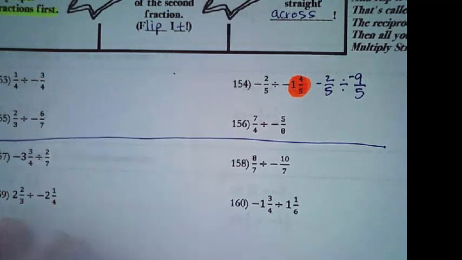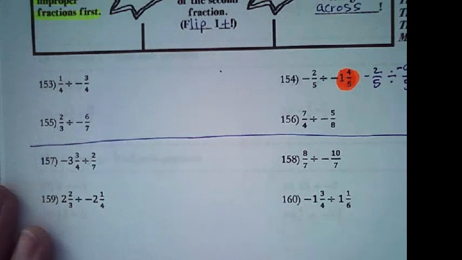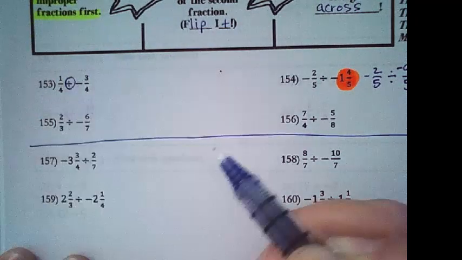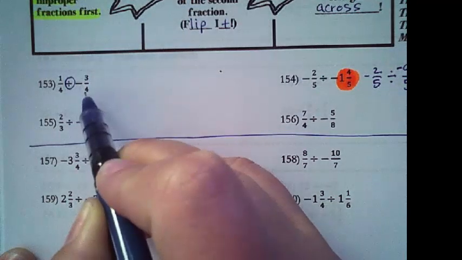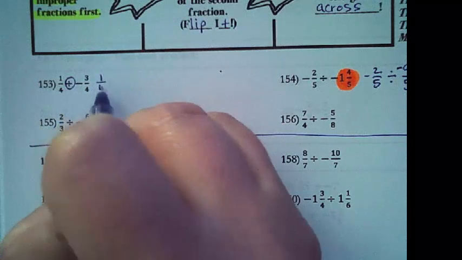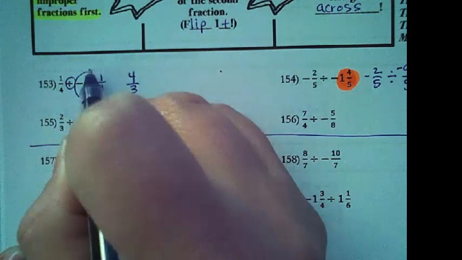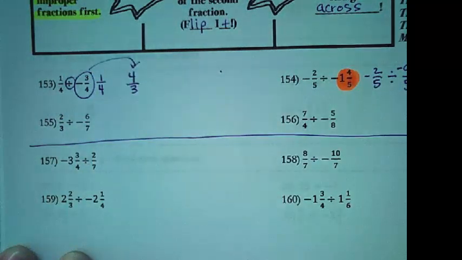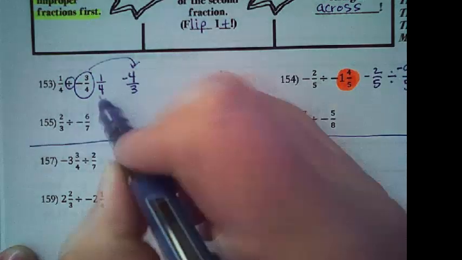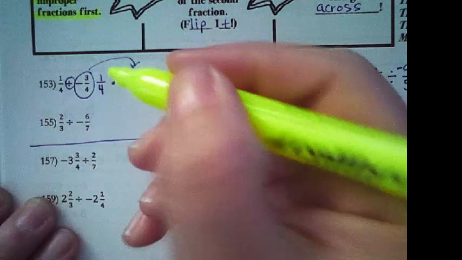So let's take a look. So what about dividing? It's just as simple. Take the second fraction and flip it upside down. So I'm going to rewrite this problem and I'm going to flip my second fraction. So I went from this to this. I flipped it upside down, keeping my negative in the numerator. That's fine. Then all you got to do is multiply straight across.